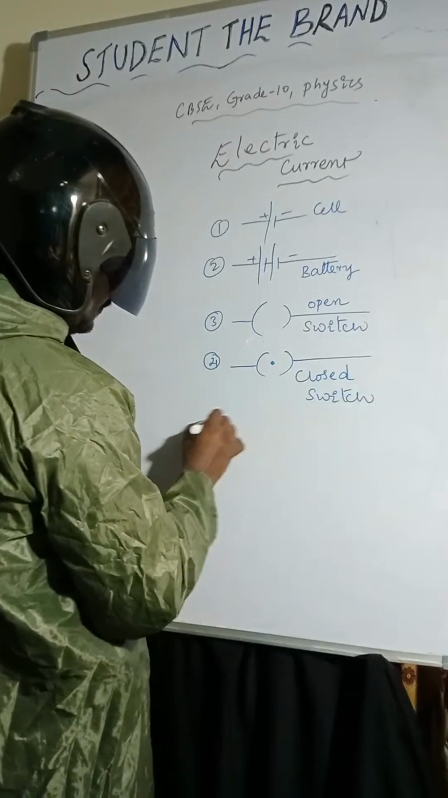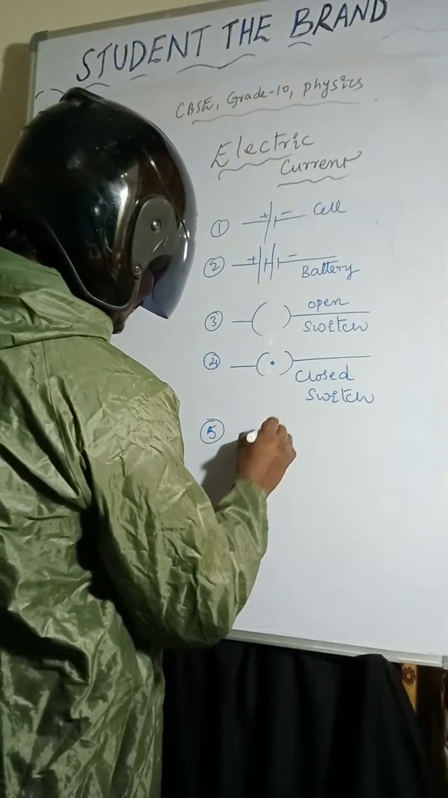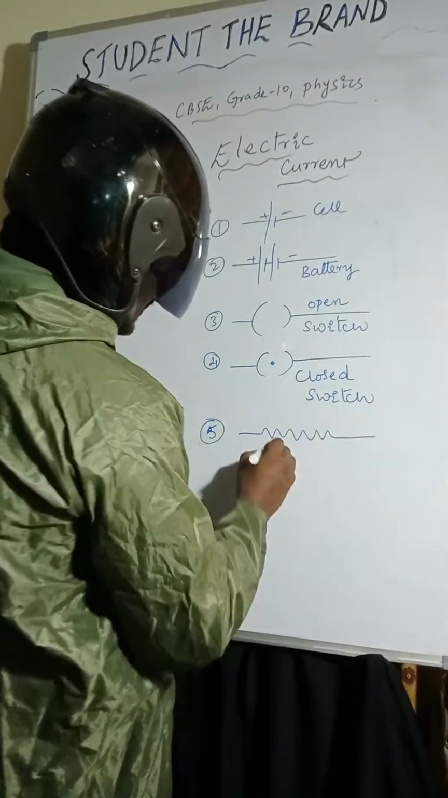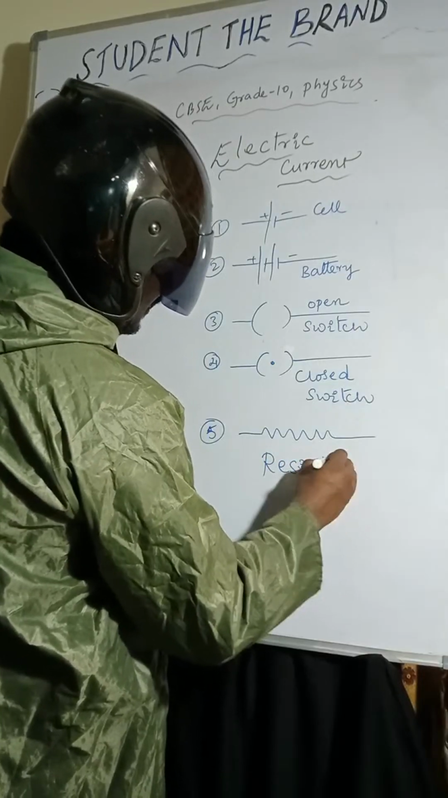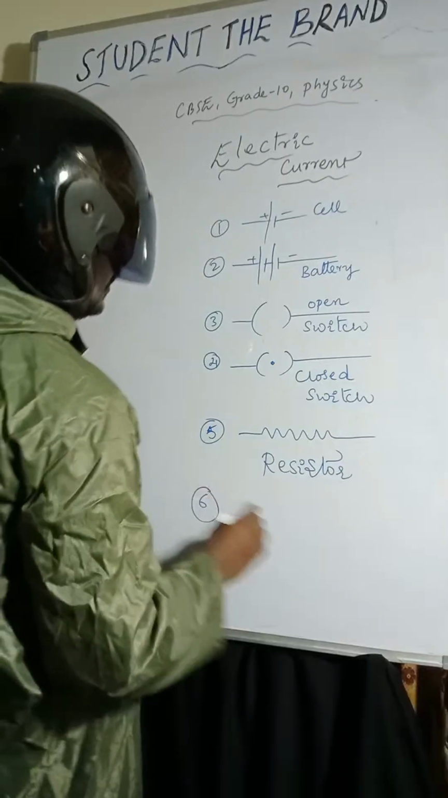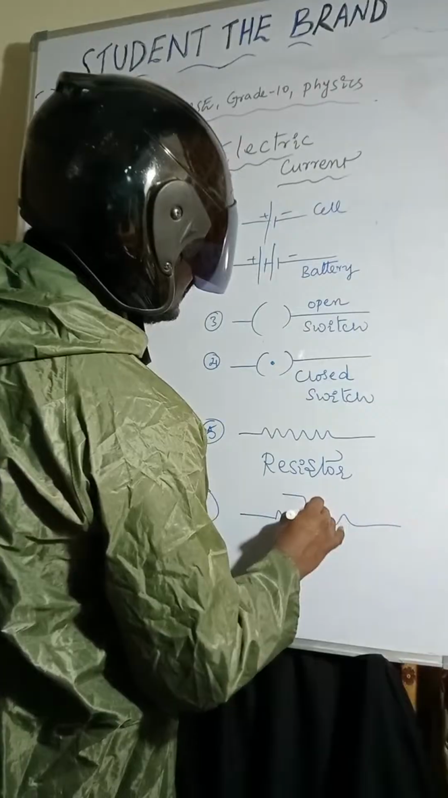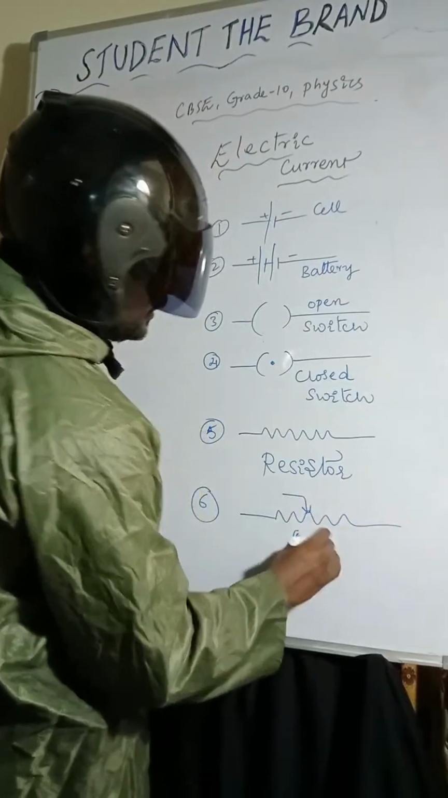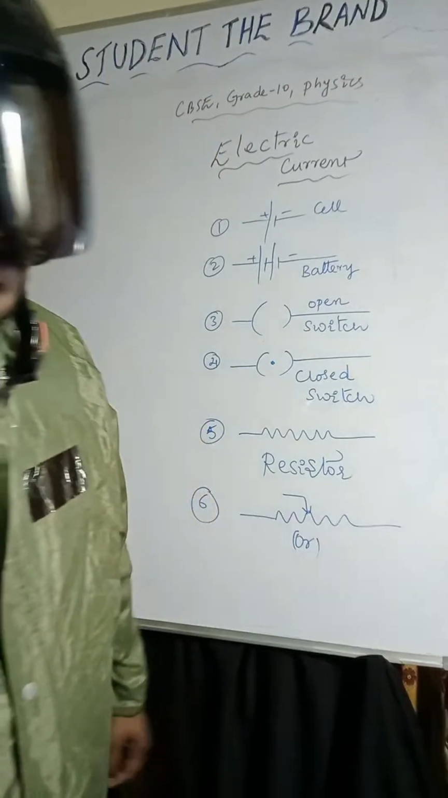And coming to the fifth one, resistor. Coming to the sixth one, it is the rheostat. We can also take the rheostat like this.